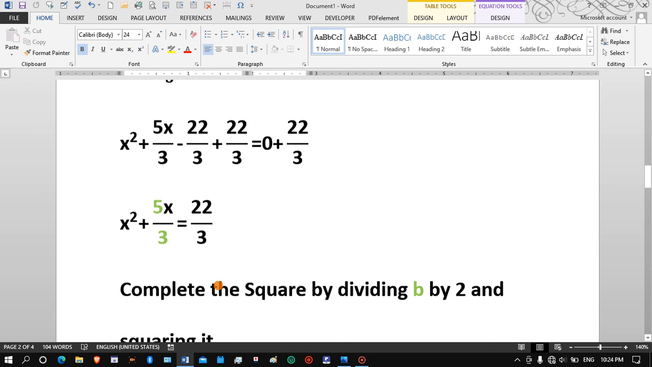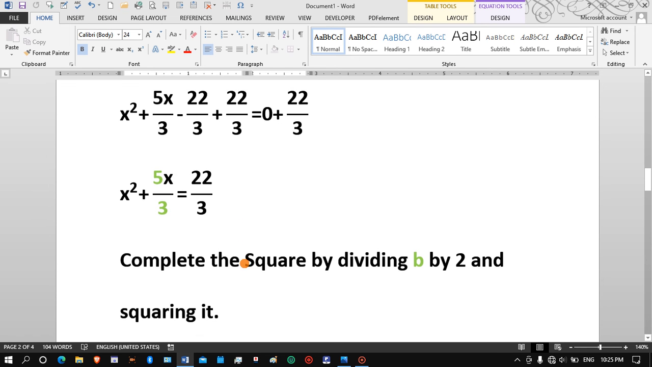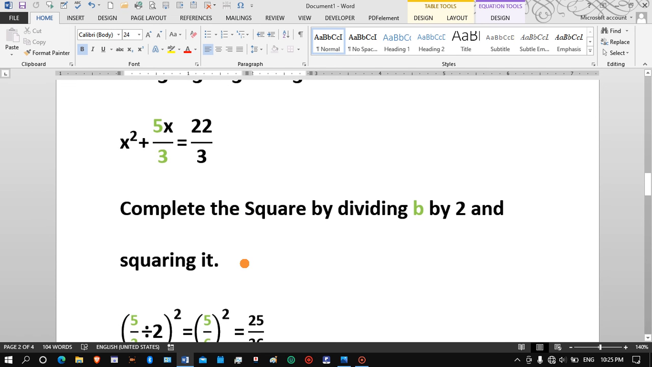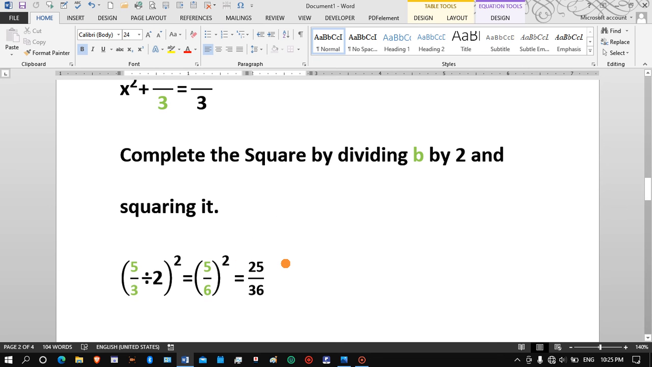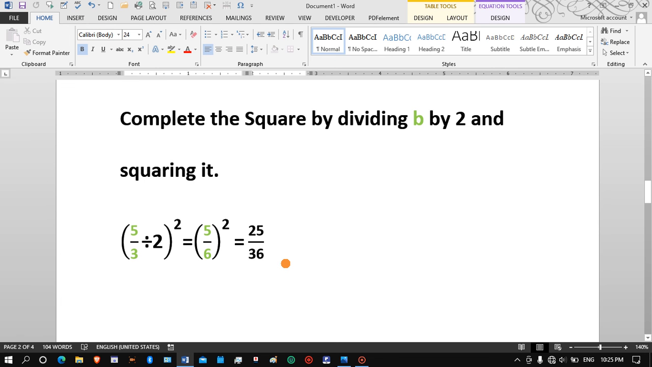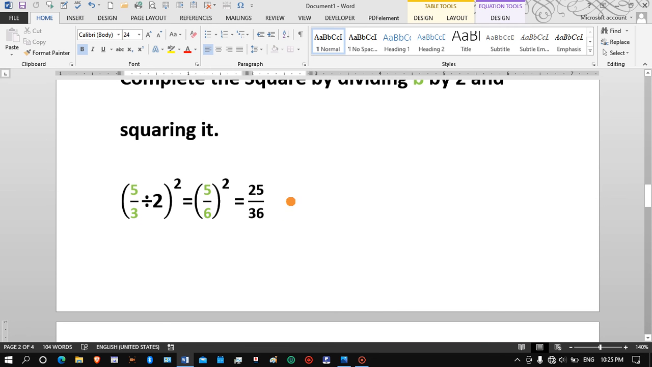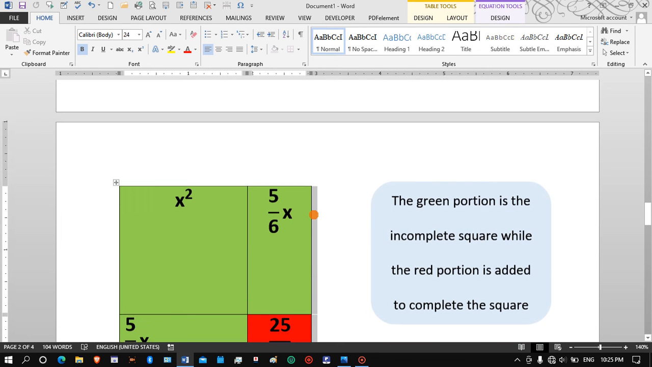Then you complete the square by dividing b. This is the b, 5 over 3 is the b. You divide it by 2 and then you square it. That's how you go about it. 5 over 3 divided by 2 is 5 over 6. Then you square it, you get 25 over 36. So that 25 over 36 is what you use to complete the square, as shown in this diagram.